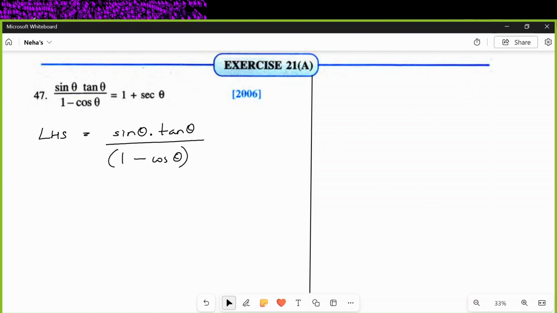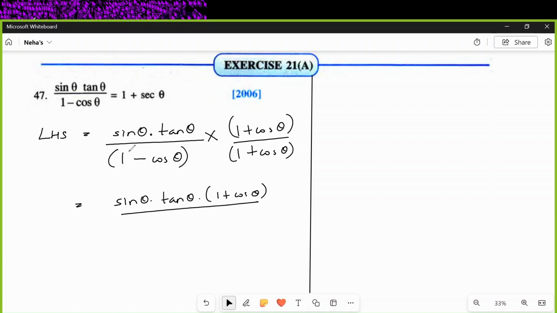Let's now begin with question number 47. The left hand side is given as sin theta into tan theta divided by 1 minus cos theta. Here we will multiply both the numerator and denominator by 1 plus cos theta. So the numerator will become sin theta into tan theta into 1 plus cos theta, and the denominator is of the form a minus b into a plus b. So that would become 1 minus cos square theta, by the formula of a plus b into a minus b is equal to a square minus b square.